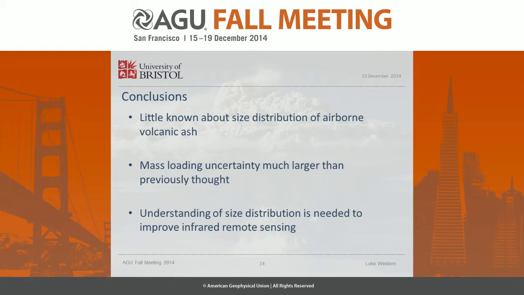So, in conclusion, we really don't know much about volcanic ash. We don't really know much about the extreme values. We often assume a log-normal distribution, but whether this is universally valid is something we don't really know. Our mass loading uncertainty can yield order of magnitude differences if we base it on our in situ measurements. And finally, we really need a better understanding of these volcanic ash size distributions if we're going to improve our remote sensing techniques.